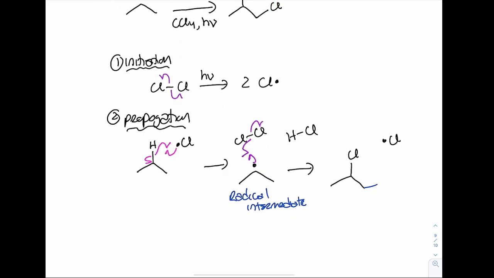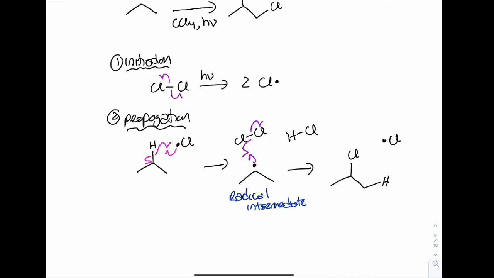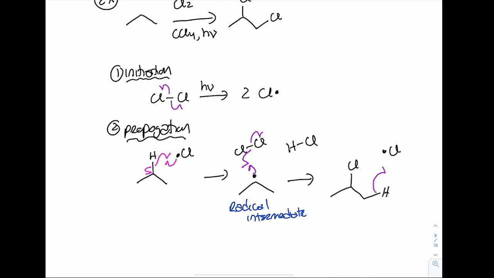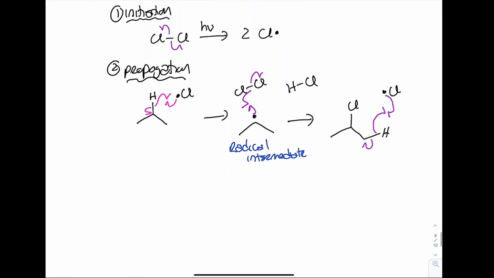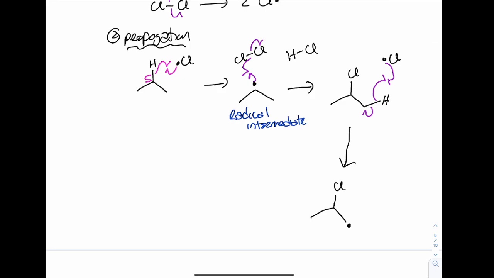So I need to draw another hydrogen out. And then again, we're literally just repeating that. So I have a chlorine radical. One of these electrons from hydrogen is going to combine with this. This other one goes on to carbon. I now have another radical intermediate. I have another chlorine floating around.